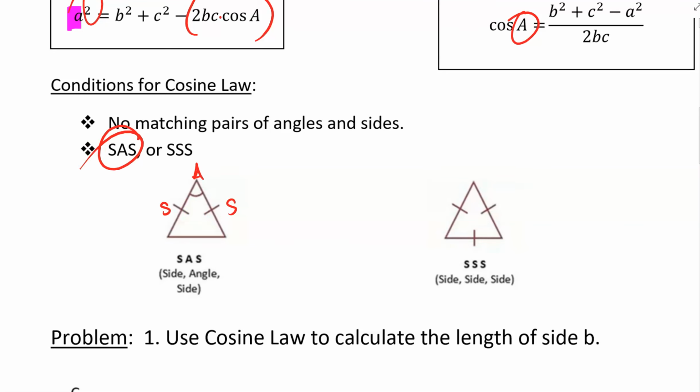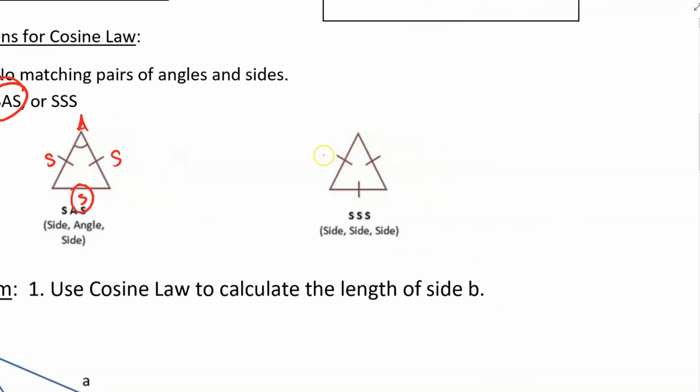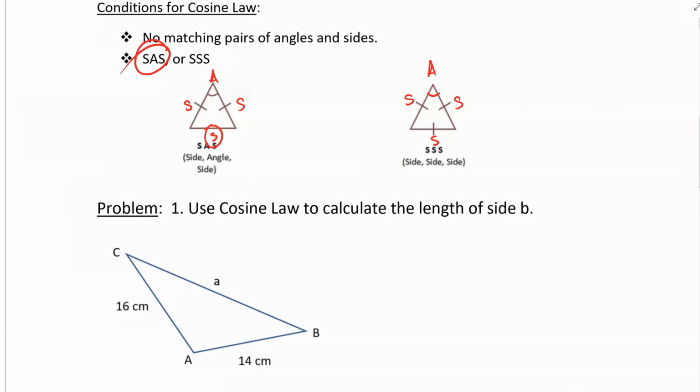In this case, you can use the cosine law to find the missing side. In the other case over here, you can also have a triangle defined by all three sides given, side, side, side. If you have all three sides given, you can figure out an angle. Just label it out and you can calculate the angle. All right, so let's see this stuff in action.